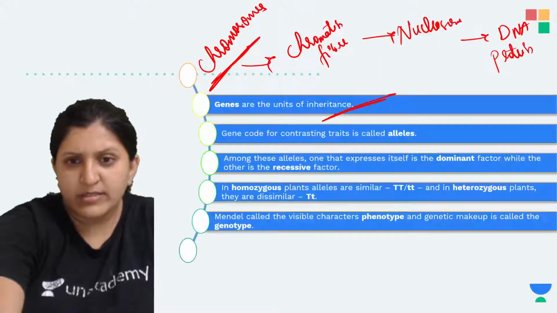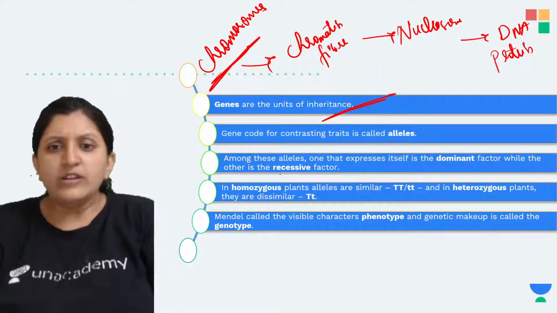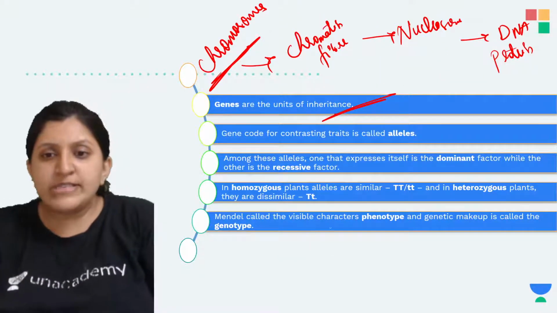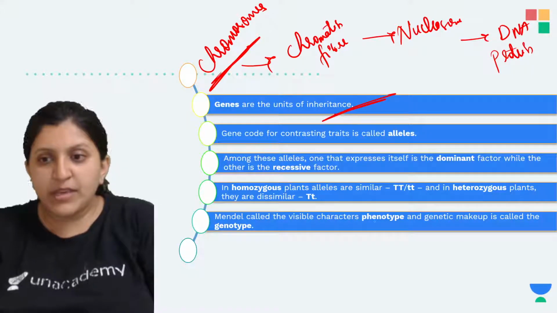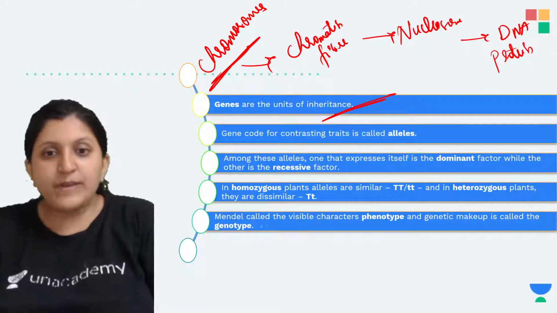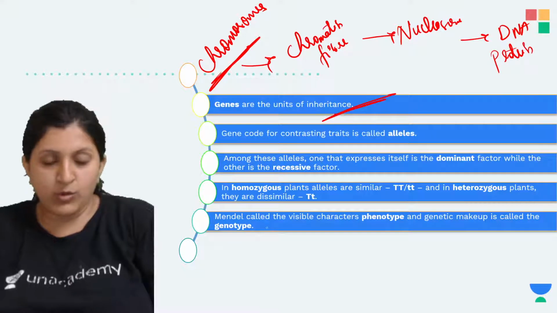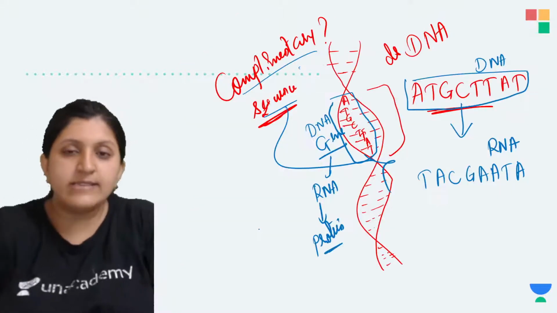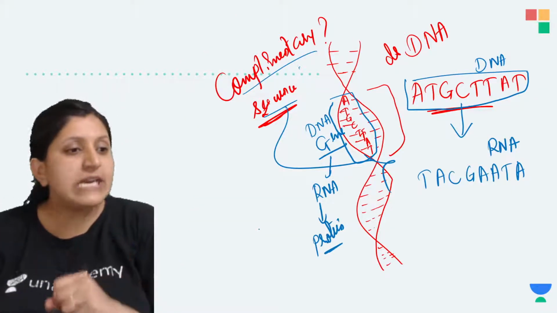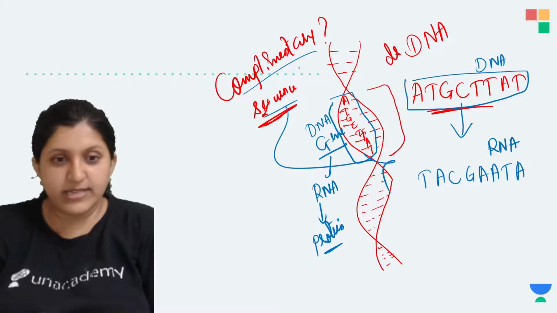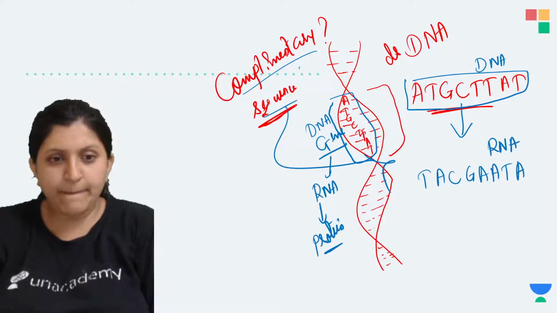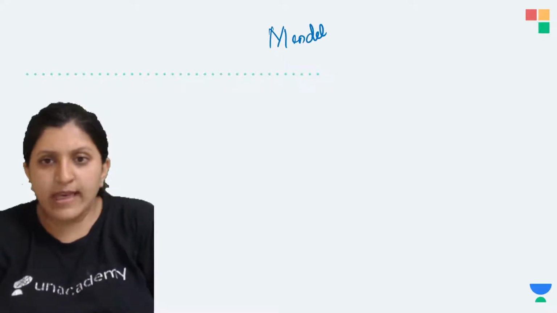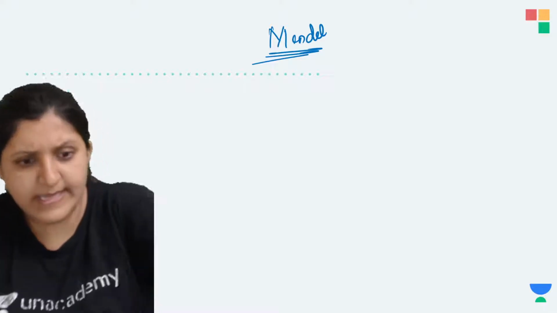Wait a second. Now, the visible character is called the phenotype, and the genetic makeup is called the genotype. Basically, Mendel called whatever physical appearance is there the phenotype. Let me just erase this part. Okay, when we mention Mendel, Mendel said that, just a second.